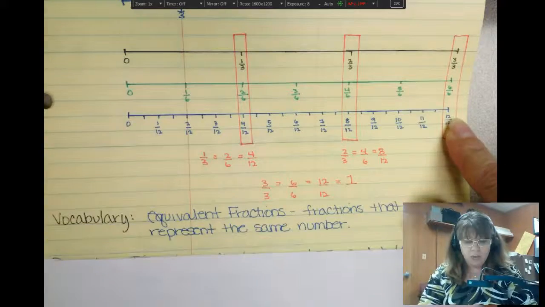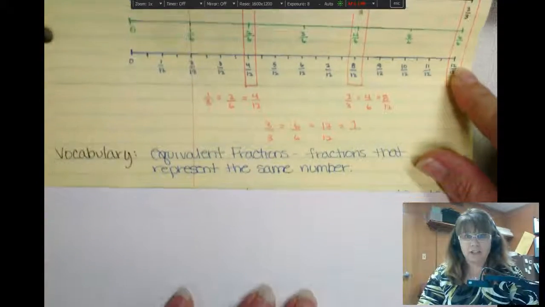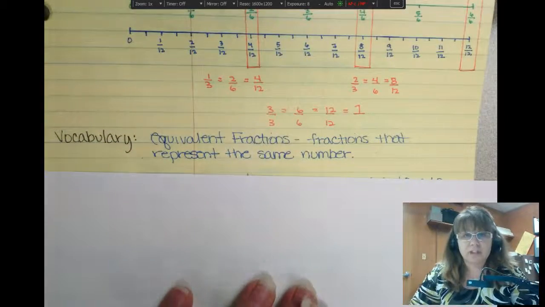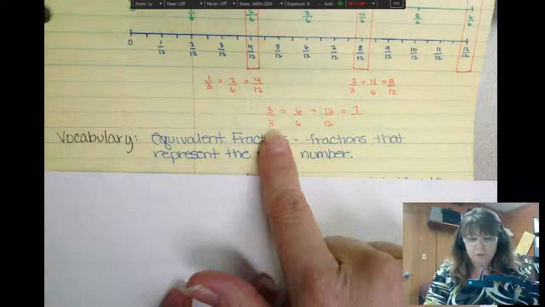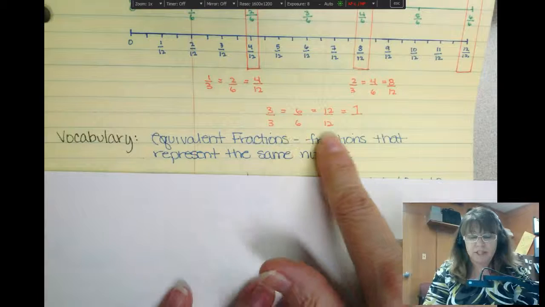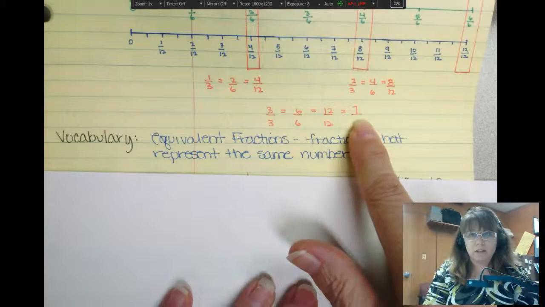They are called equivalent fractions. It means that fractions represent the same number. For example, the 3 over 3, the 6 over 6, and the 12 over 12, they all equal 1.